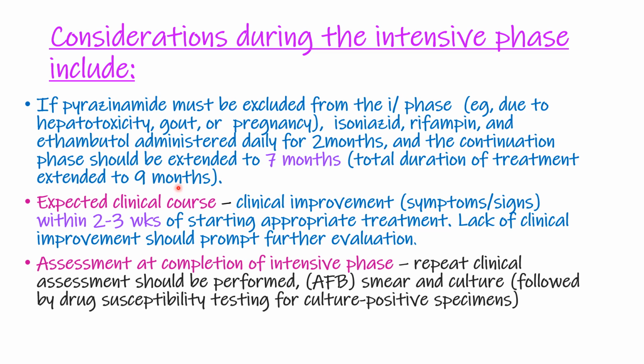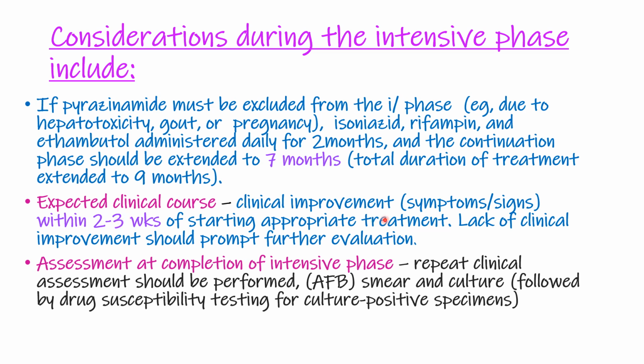I hope you have understood. Where you have to not use pyrazinamide, which is the drug with the most hepatotoxicity, you just do isoniazid, rifampin, and ethambutol, the rest of the 3 drugs, for 2 months, and then you continue with the continuation phase where you do isoniazid and rifampin for 7 months, a total of 9 months. So when do you expect clinical improvement?